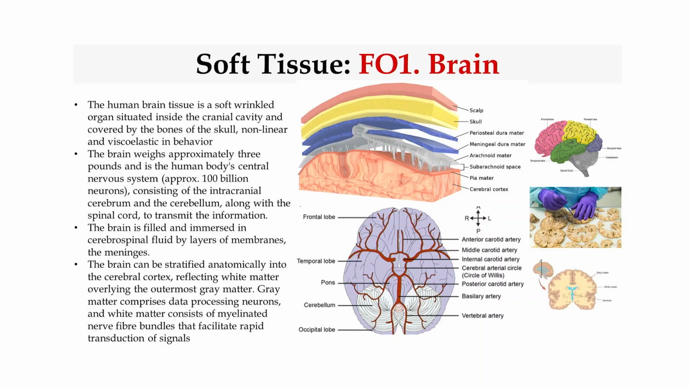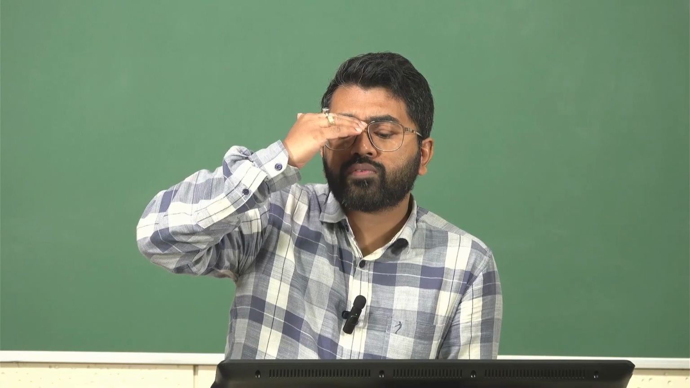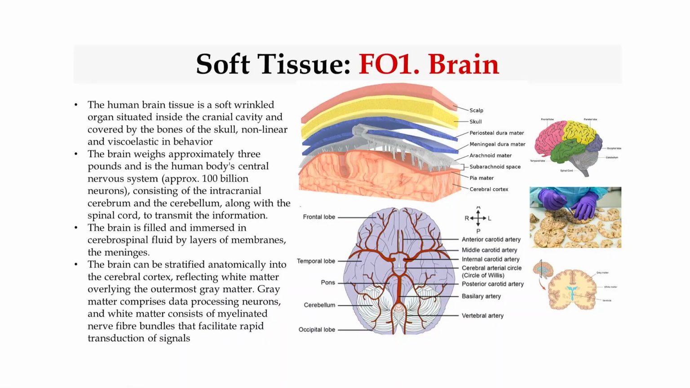So if you were to look at the cross section of the brain, going from the brain all the way up to my skull, you are looking at the scalp, where the hair is, then the skull, then the periosteal dura mater, meningeal dura mater, arachnoid mater, and then the subarachnoid space. There is a little bit of space. You have pia mater, and then comes the cerebral cortex, right? So that is where the brain is encapsulated.